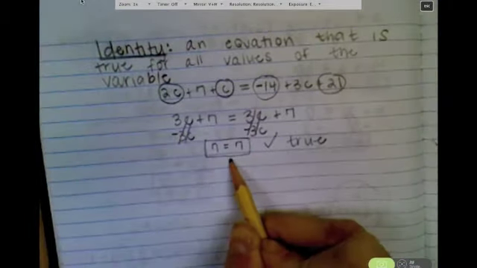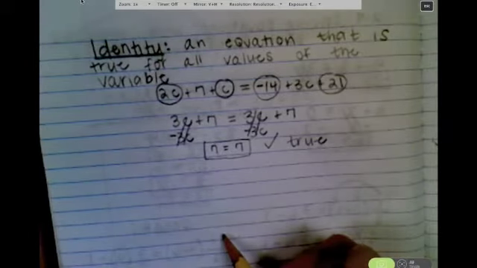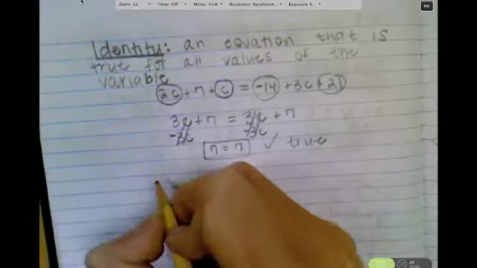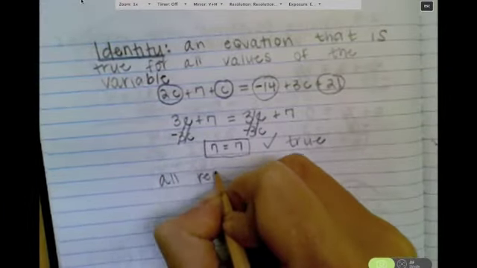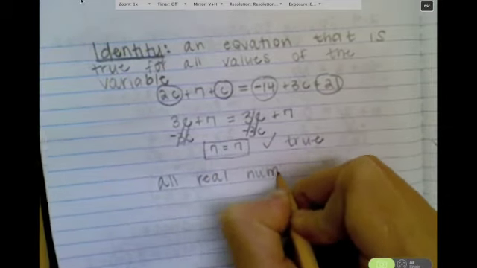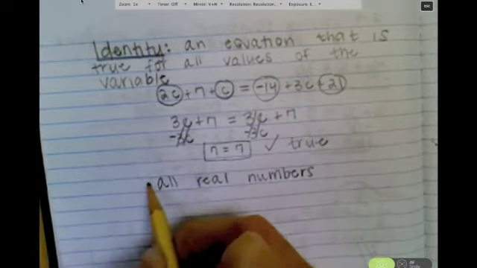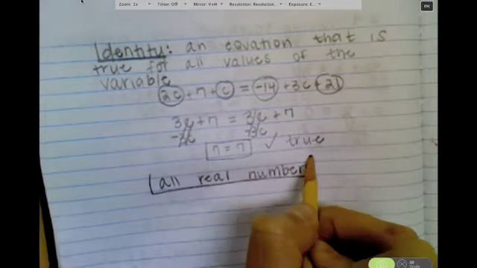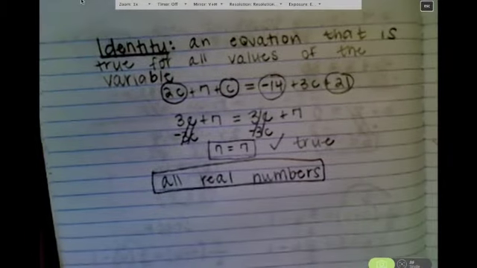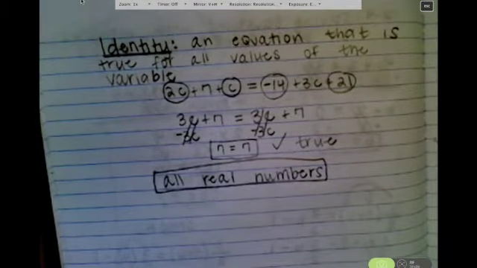Now, this is not the answer. Our answer when an equation is an identity is all real numbers. Now, what does that mean? What does the answer all real numbers mean? The answer all real numbers means you could plug in anything for c and it would still work every single time.